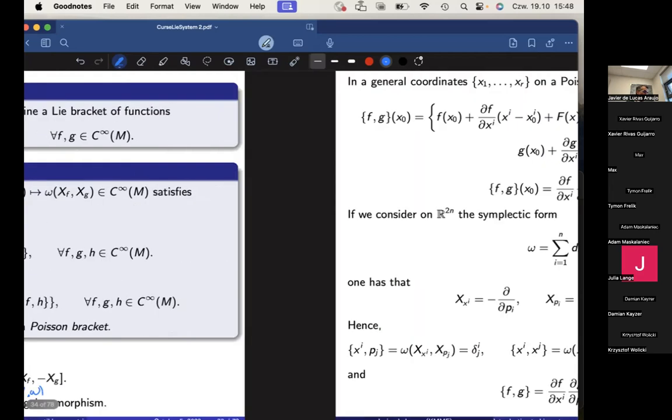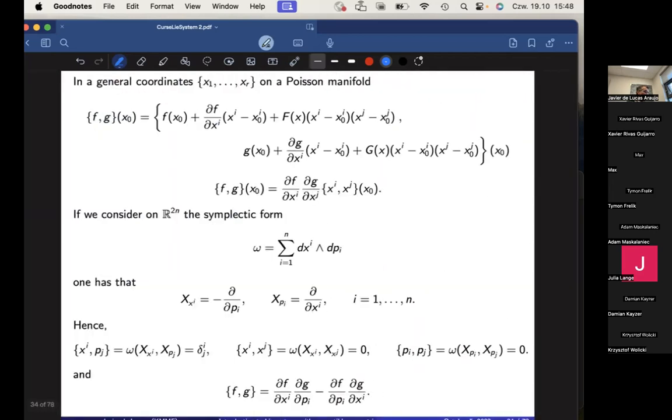This is very useful. If you write this in coordinates, I will not go into it, you will obtain that the Poisson bracket is something that appears frequently in physics. This is a very well-known expression.